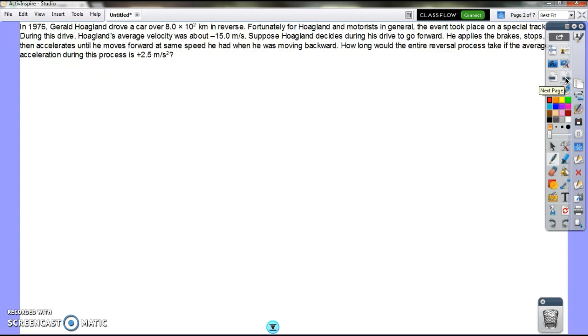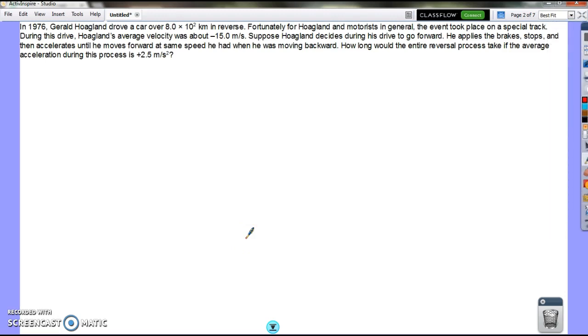In 1976, Gerald Hoagland drove a car 8 times 10 to the 2 kilometers in reverse. Fortunately for Hoagland and motorists in general, the event took place on a special track. During this drive, Hoagland's average velocity was about negative 15 meters per second. Suppose Hoagland decides during this drive to go forward. He applies the brakes, stops, and then accelerates until he moves forward at the same speed that he had when he was moving backward. How long would the entire reversal process take if the average acceleration during this process is positive 2.5 meters per second squared?